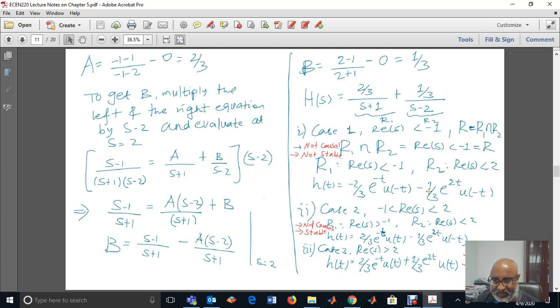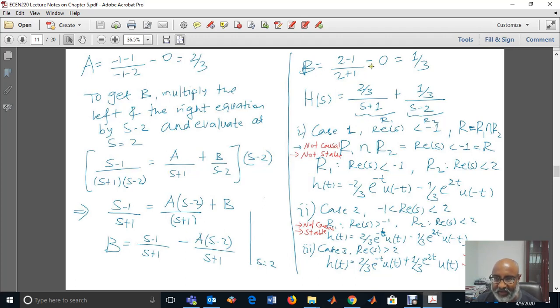Is it a stable system? No. Why? Because the region of convergence does not include the j omega axis. Remember, what is the j omega axis? The j omega axis is the real part of s, which is sigma, equal to 0.